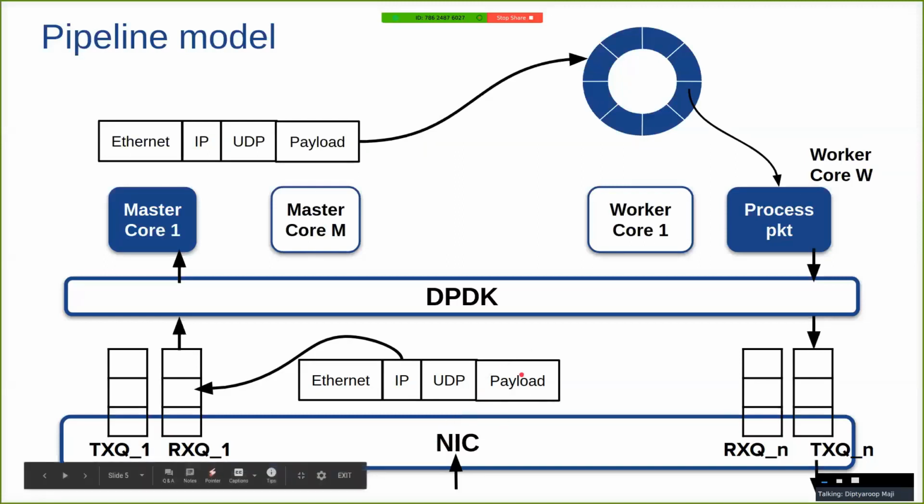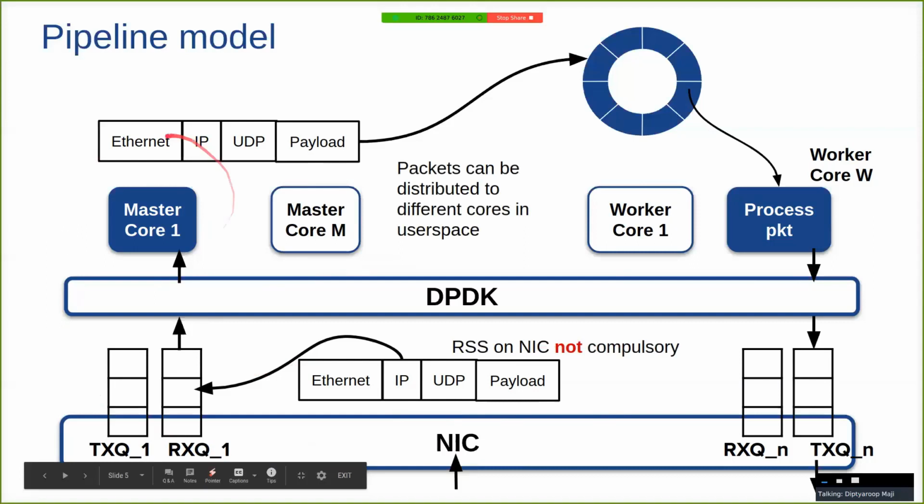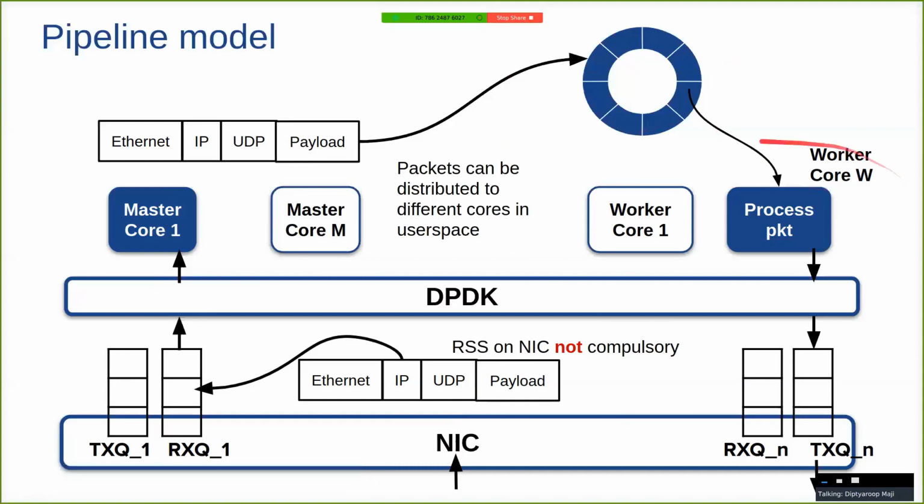if there is RSS on the NIC, then multiple master cores can receive the packets and then transfer them via rings to multiple worker cores. Even if there is no RSS, one master core can receive, and then it can transfer packets to several worker cores, and we can scale our application.